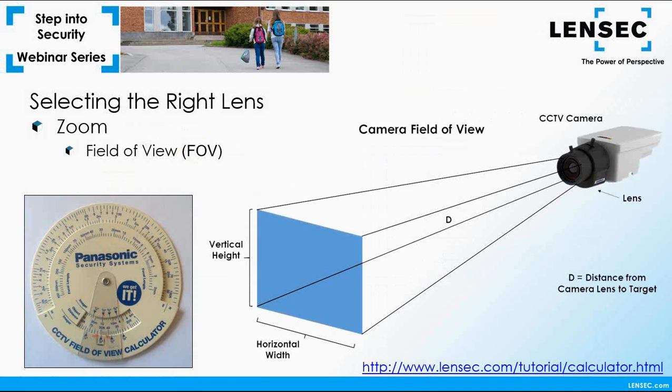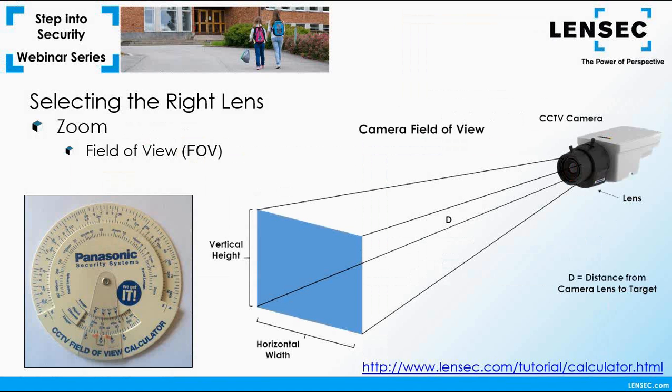Most CCTV cameras use a 1/3 inch image sensor, and that'll be listed in the camera specs. A camera that has a 1/3 inch imager should have a 1/3 inch lens mounted on it. So that's another important factor that comes into play.